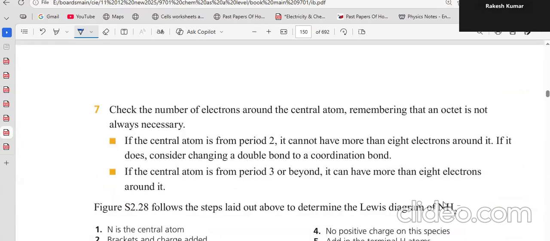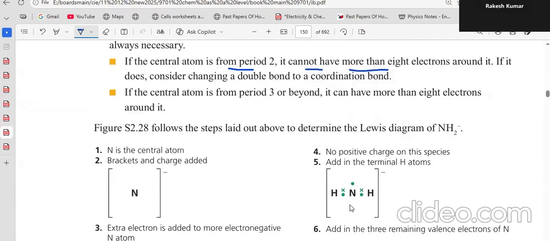Always remember that the octet is not always necessary. If it is from period 2, it cannot have more than 8. And if it's period 3, then it can have more than 8, because it has got d orbitals. Period 2 doesn't have d orbitals.